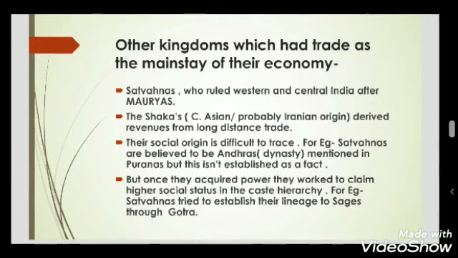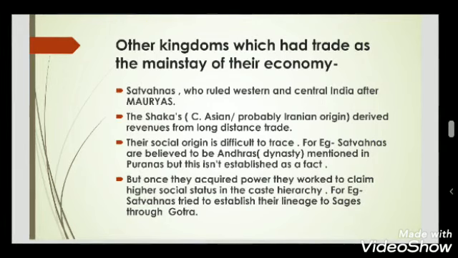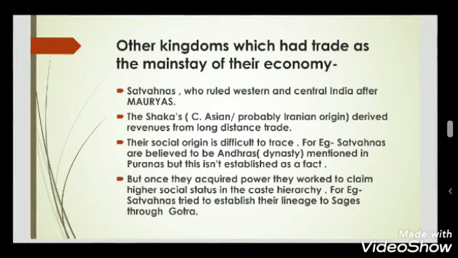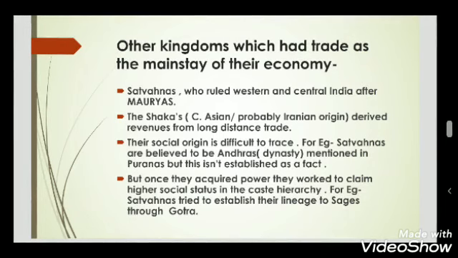Whereas the Satavahanas, what was the problem with them? Some scholars say that the Satavahanas are the very same dynasty who were previously called Andhras, and this Andhra dynasty was written about even in the Purana texts, okay, the Puranas as they are called. So how to place these dynasties in a social context or social origin becomes a little bit difficult.